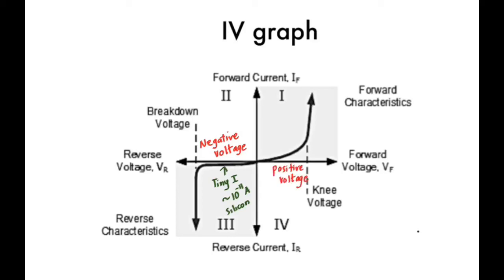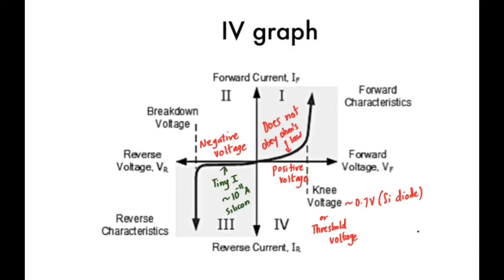When there is a positive voltage applied, we can see that the current starts increasing. And when it crosses the knee voltage, which is around 0.7 volt for a silicon diode, we can see that there is a huge forward current flowing through the diode. This knee voltage is also called the threshold voltage.